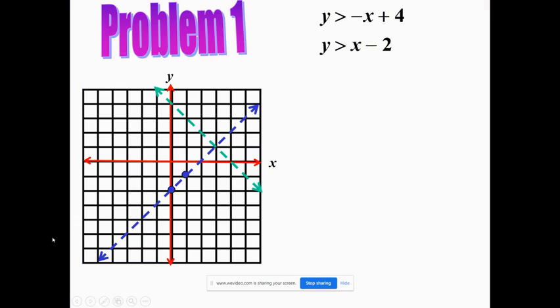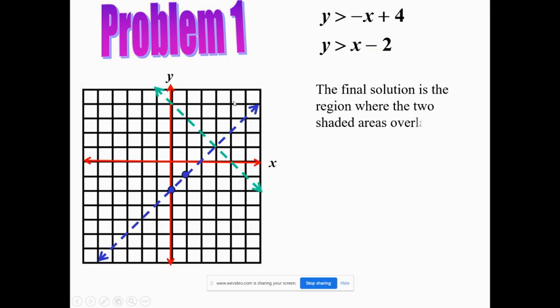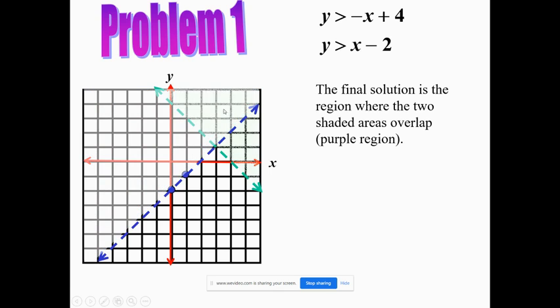But wait, the solution has to be where they overlap. Well, I shaded this section and I shaded this section, so the part where they overlap is this triangle right here. See how they're overlapping? So now the overlap is my solution. Again, you can shade on the graph. Just make sure that your final answer, the part that overlaps, is shaded darker than the rest.